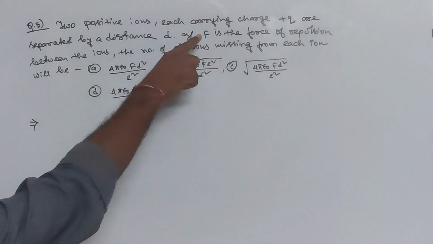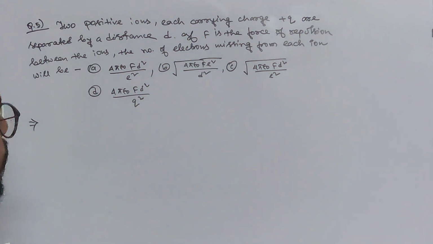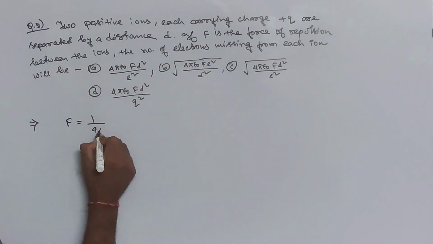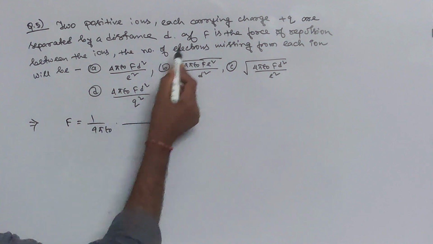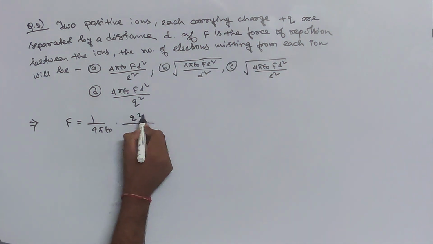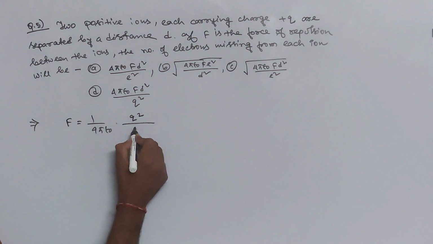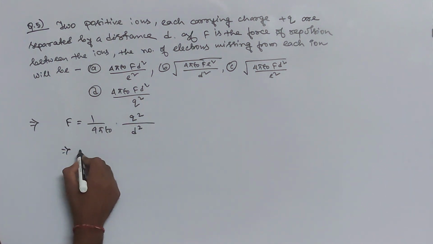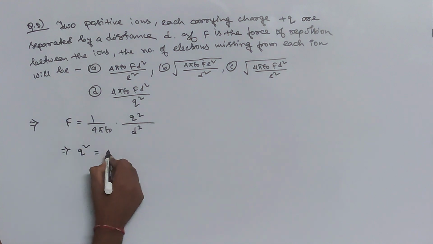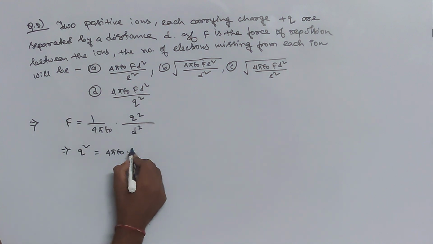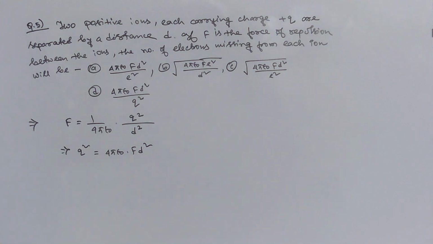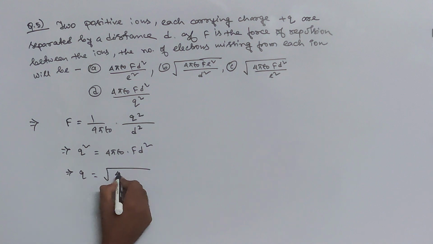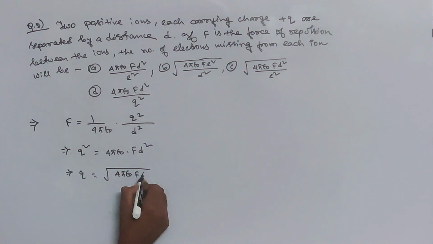See, two positive ions, they have charge plus q and the force of repulsion is F. So we know the expression for F. F is 1 by 4 pi epsilon naught, both have charge plus q, so it will be q square divided by their distance. Distance is d, so it will be d square. So now we can simply find q square. q square will be simply 4 pi epsilon naught F d square, right? Now q will be under root 4 pi epsilon naught F d square.